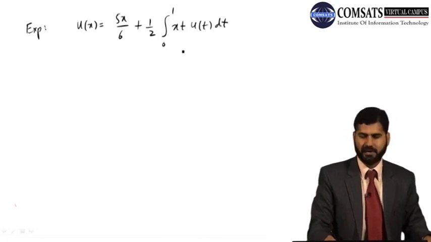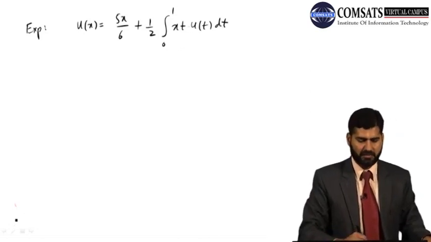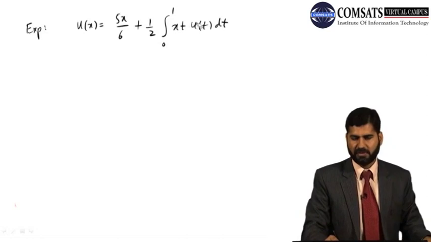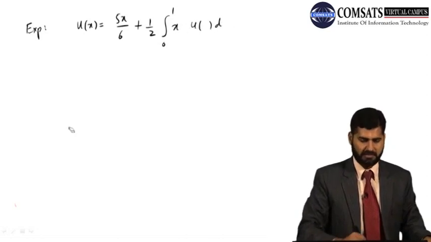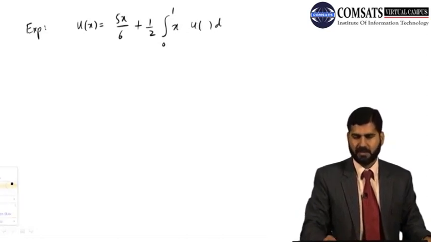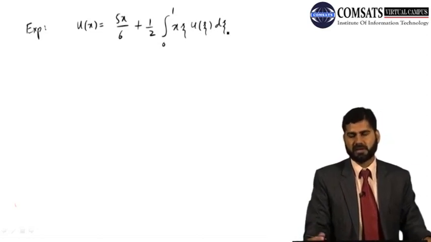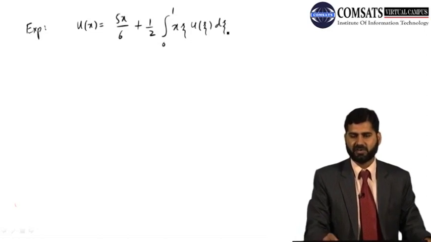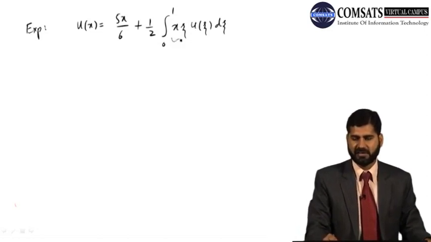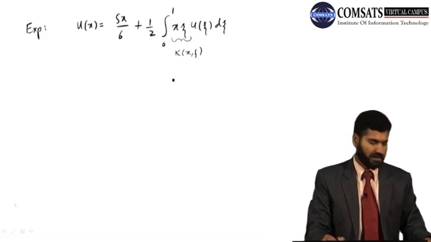All right. If you want, you can write xi as well. We have been writing xi. So maybe you just write xi: x xi, u of xi, d xi. Let's say this is, because we have been writing xi. So this is our kernel here. This is our kernel. All right.